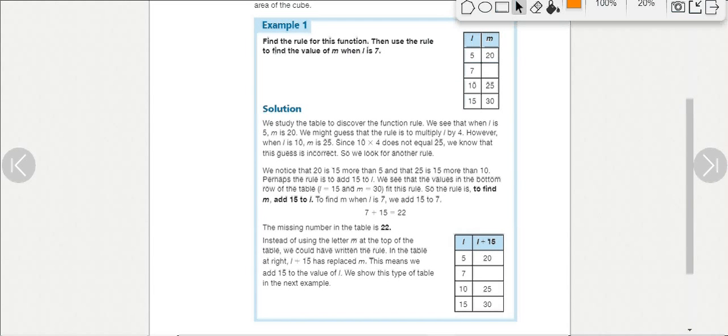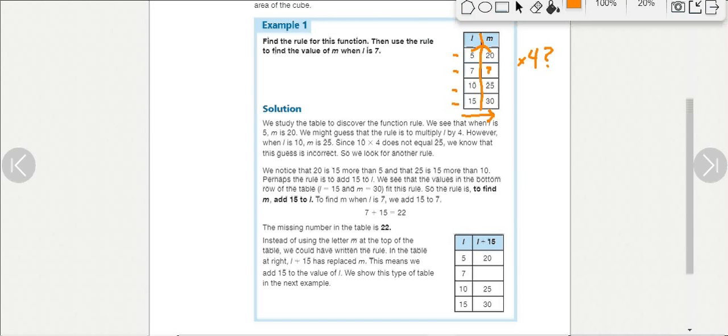In example 1 here, find the rule for the function. We don't know what L or M stand for, but we can still determine what's going on between them to take the input and get the output. The same rule is happening for all 4 rows. Can you determine what the function rule is in all of these? Well, you can try different things. Guess and check. 5 times 4, is it that we always multiply by 4?